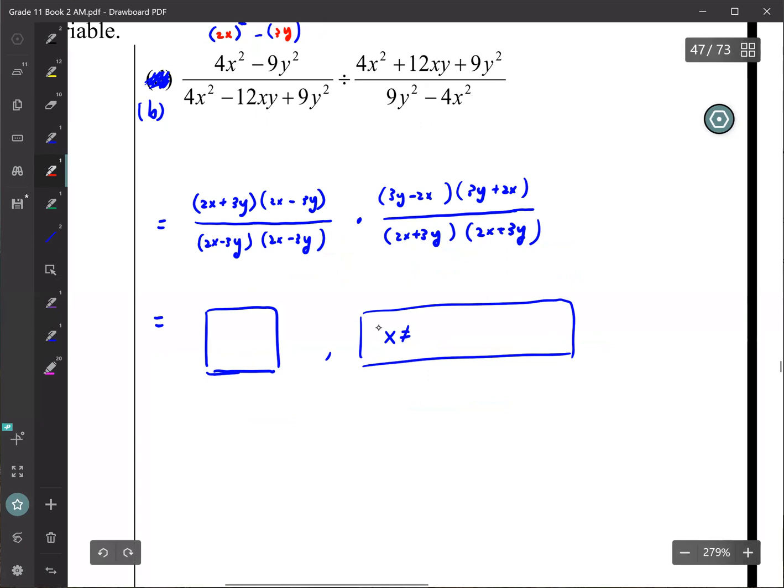Shouldn't be that difficult, right? It's already factored. We got through the hard part. Just canceling and write down what's left.